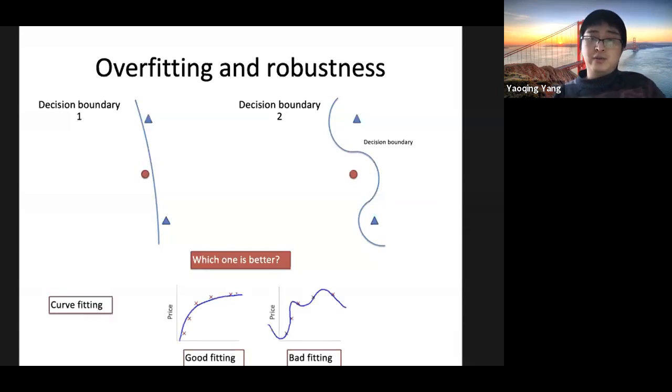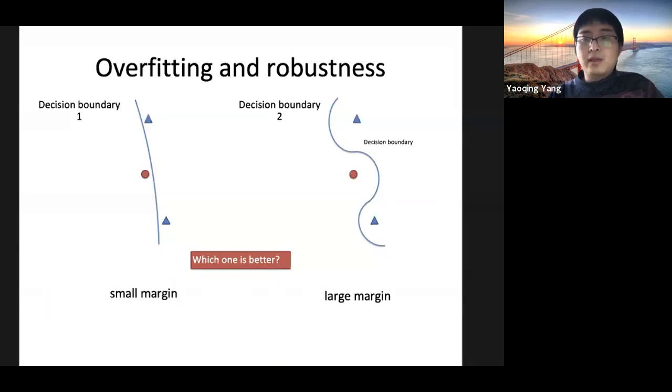If you think in the way of curve fitting, you will probably say that the one on the left is better because it is smooth and has low complexity, which according to the so-called Occam's razor principle seems to be better. However, when we look at the decision boundaries, the one on the right is actually more robust. It's more robust because it has a larger margin. So this is just a quick clarification of the overfitting issue in robustness problems.